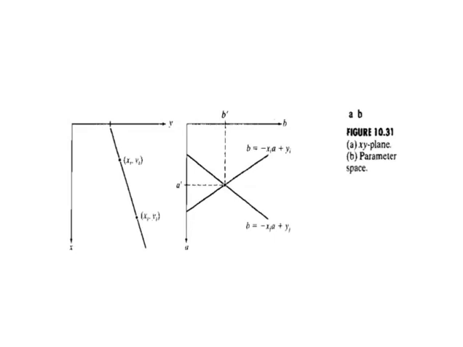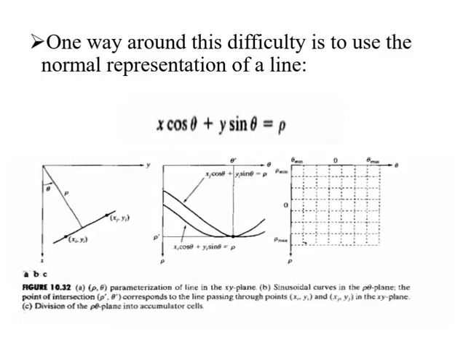One way around this difficulty is to use the normal representation of a line, that is, x cos theta plus y sin theta is equal to rho. Figure A illustrates the geometrical interpretation of the parameters rho and theta. A horizontal line has theta equal to 0 degrees, with rho being equal to the positive x intercept. Similarly, a vertical line has theta equal to 90 degrees, with rho being equal to the positive y intercept, or theta equal to minus 90 degrees with rho being equal to the negative y intercept.